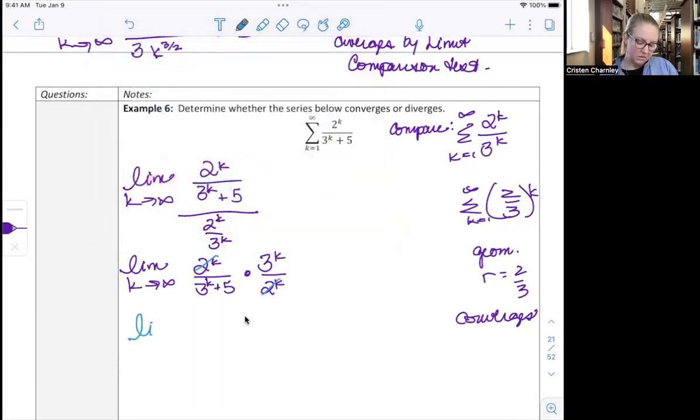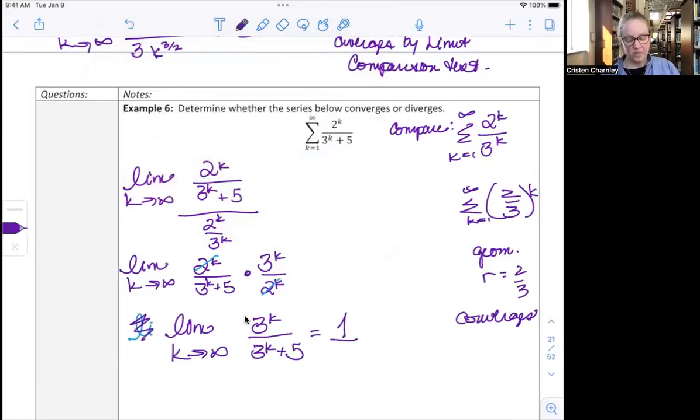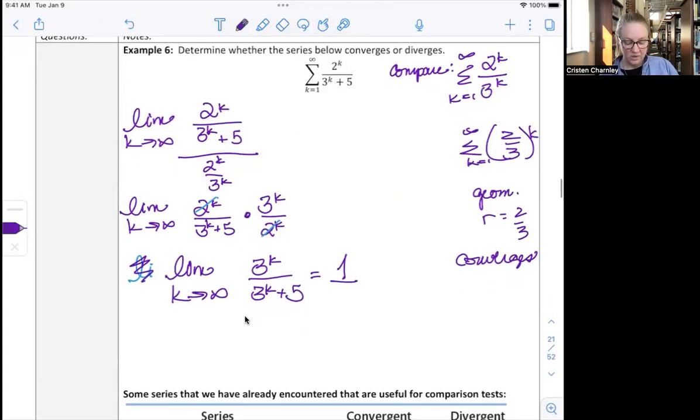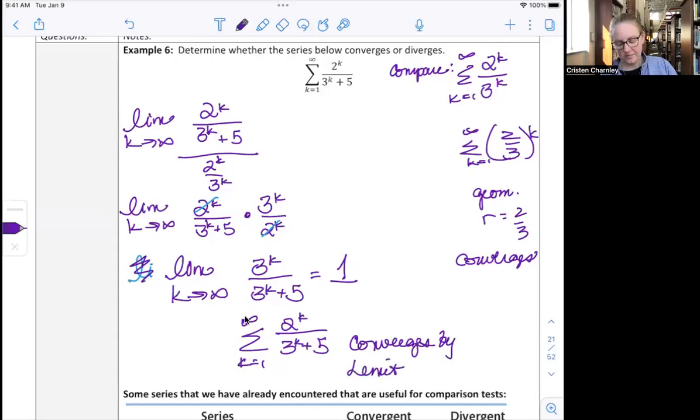So the limit as k approaches infinity of 3 to the k over 3 to the k plus 5. Right now it's infinity over infinity. You can use L'Hopital and you will wind up with 1. So that takes us to the first situation, that whatever the B series does, the A series will do as well. In this case, the B series converges. We can say that the series from k equals 1 to infinity of 2 to the k over 3 to the k plus 5 converges by limit comparison.